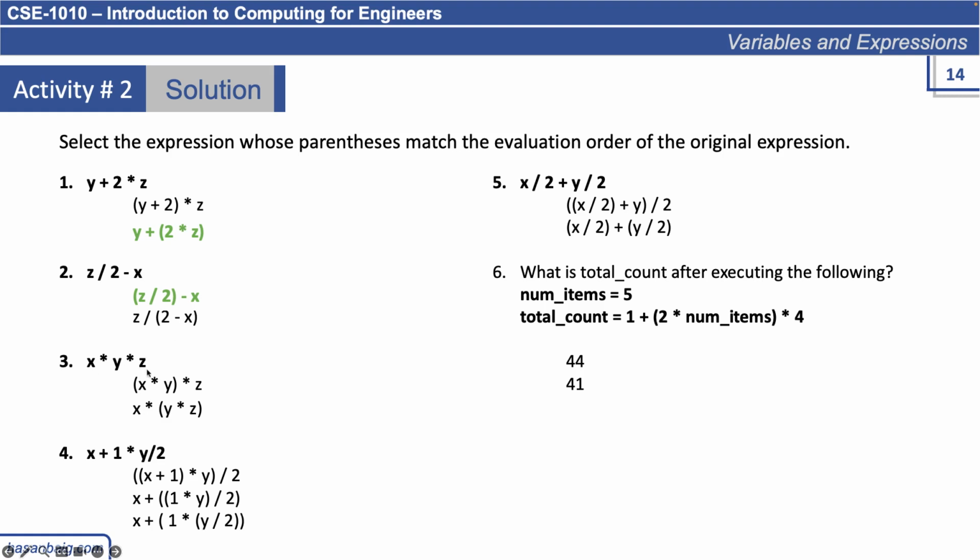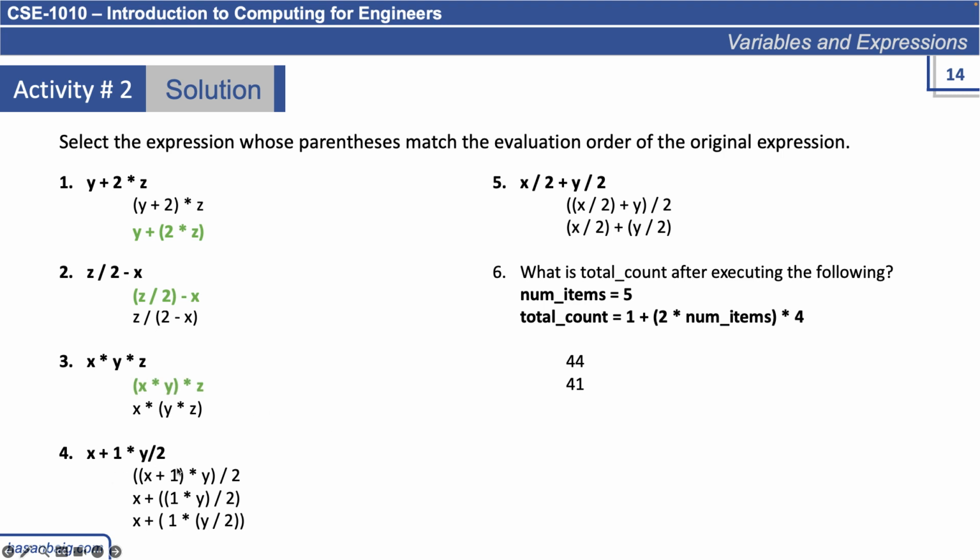In here, x times y times z. So multiplication has equal precedence, so it will be executed from left to right. So which means that x times y will be evaluated first, and then the result will be multiplied by z. Of course, the result would remain the same, but here we are talking about the order of execution. So the first statement is the correct answer.